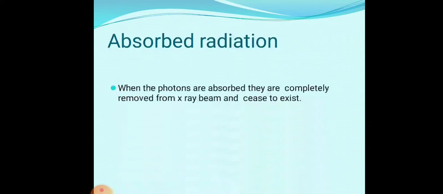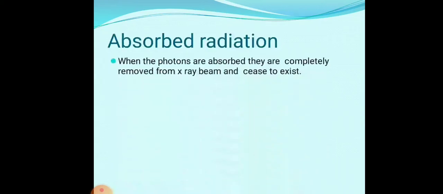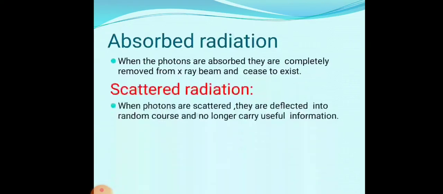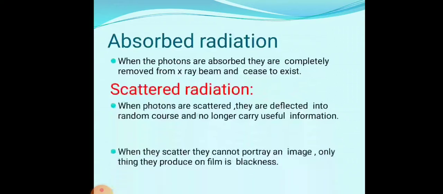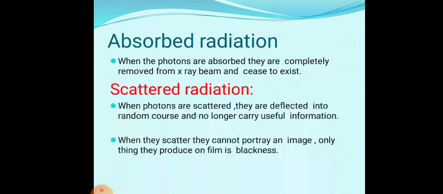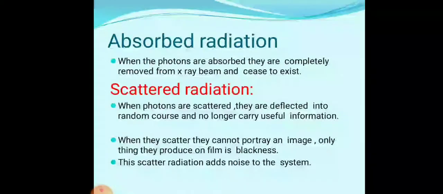Now going to see the absorbed radiation. Absorbed radiation means that when the photons are absorbed, they are completely removed from the X-ray beam. The scattered radiation means that when the photons are scattered, they are deflected into a random course and no longer carry useful information. When they scatter, they cannot portray an image. The only thing they produce on film is blackness. The scatter radiation adds noise to the system, and the noise is referred to as film fog.